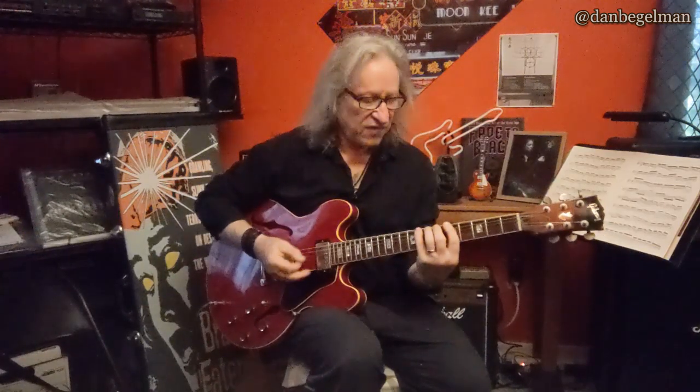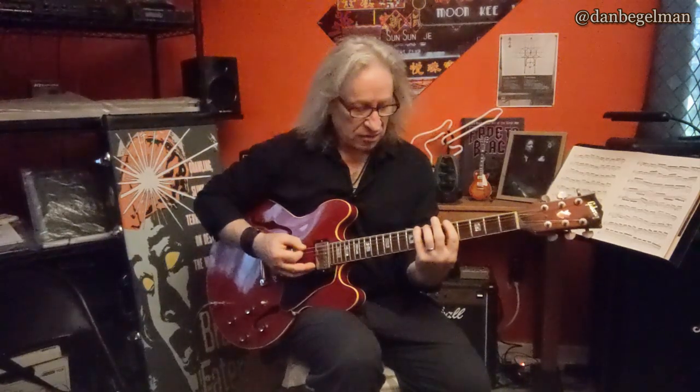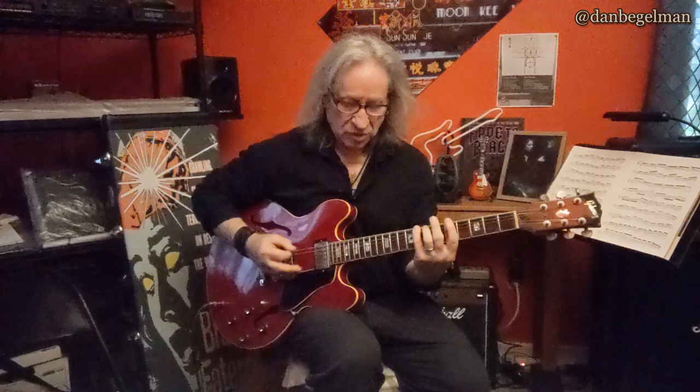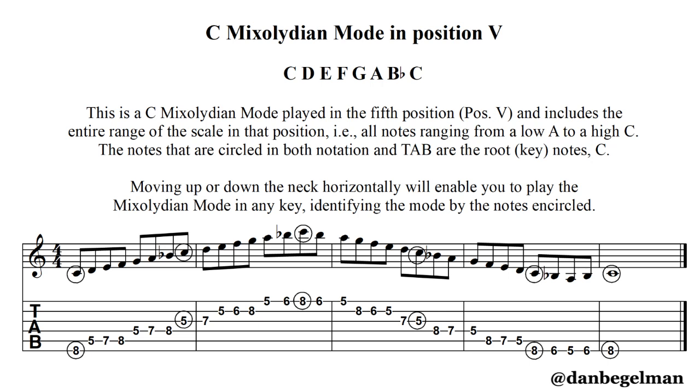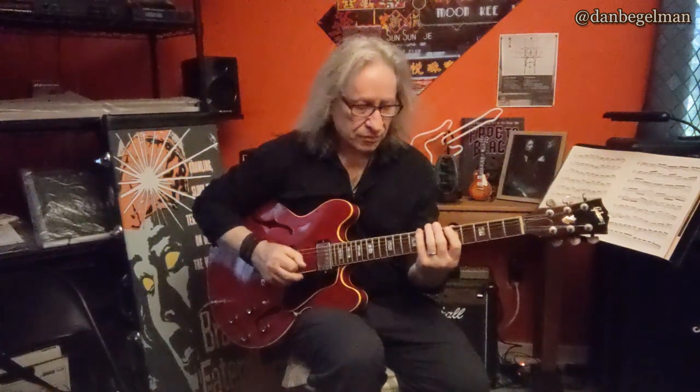Okay, I'm in position 5, and that means I'm covering frets 5 through 8. Here's a C Mixolydian mode. The pattern is Mixolydian, and the root note, I'm going to start with my 4th finger on string 6. There's my C note. So here's C Mixolydian mode, position 5. And you can hear it sounds like a 7th chord.